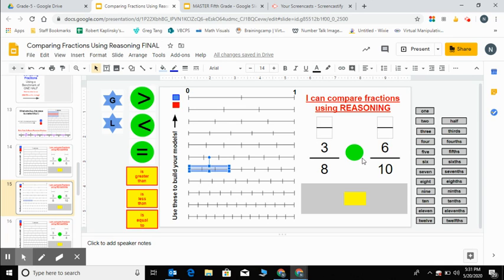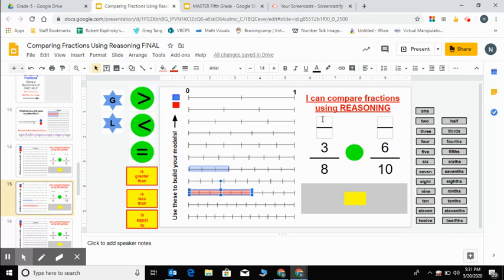The second fraction I'm going to be looking at is 6/10. I'm going to use my red and I'm going to find my tenths. And I'm just going to highlight up to 6 of them, 6/10. I know that 4 would be left.